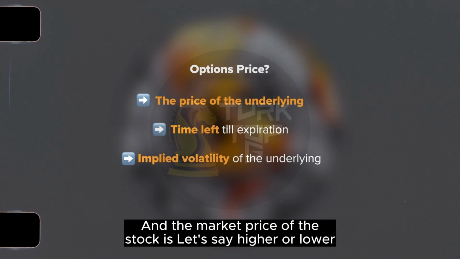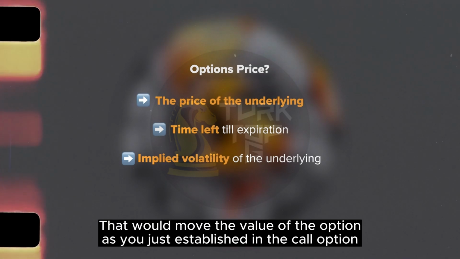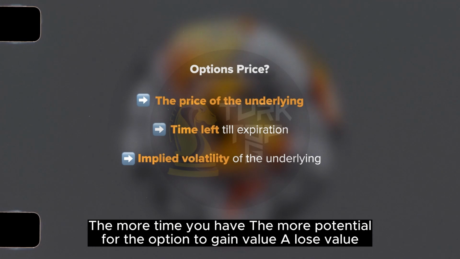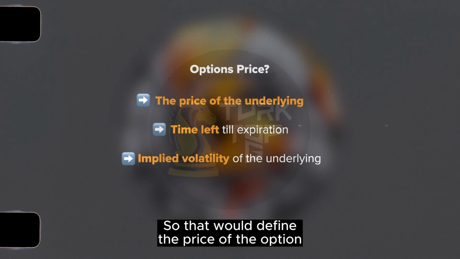If the market price of the stock is, let's say, higher or lower, that would move the value of the option, as we just established in the call option and put option examples. The second would be time left till expiration. The more time you have, the more potential for the option to gain value or lose value. So that would define the price of the option.